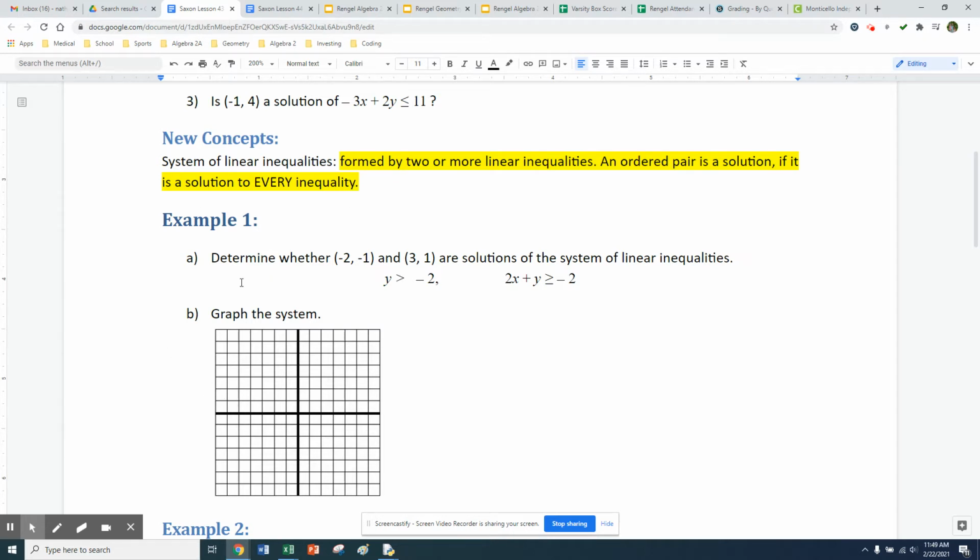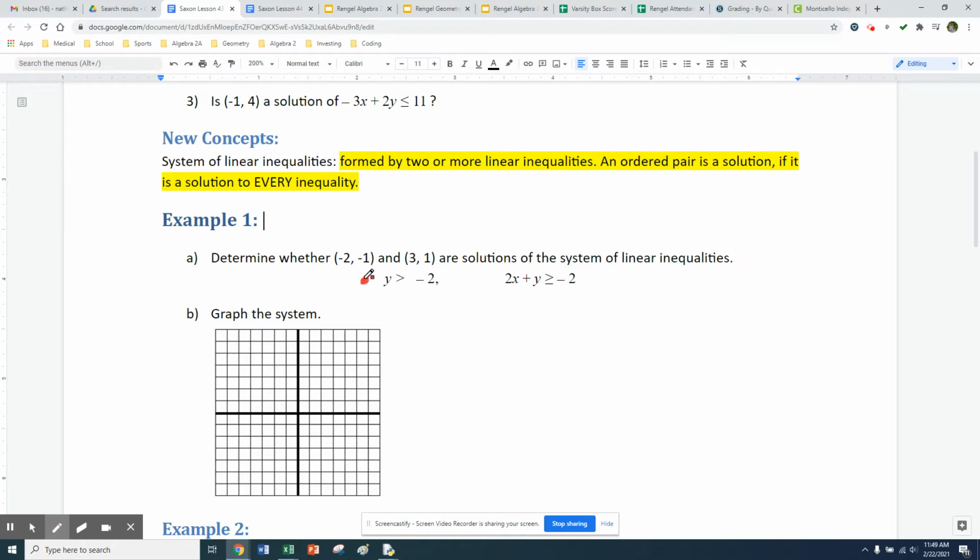So in example 1, determine whether (-2, -1) and (3, 1) are solutions to the system of inequalities. And then we're going to graph the system. By graphing the system, we'll be able to tell where all of our solutions lie, and then we'll check to see if (-2, -1) and then (3, 1) are in the solution set.